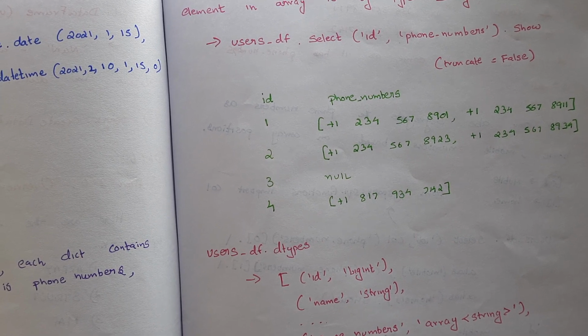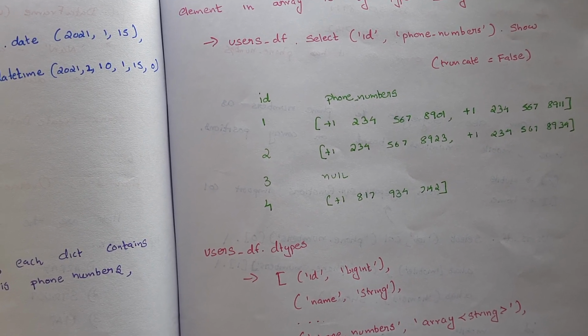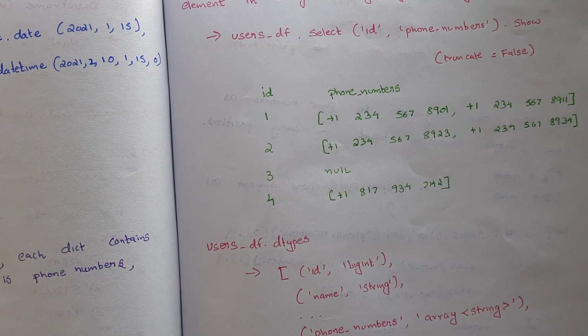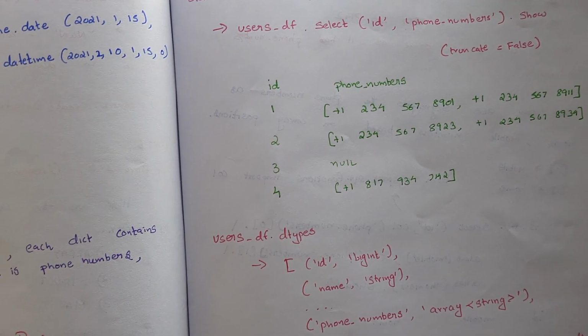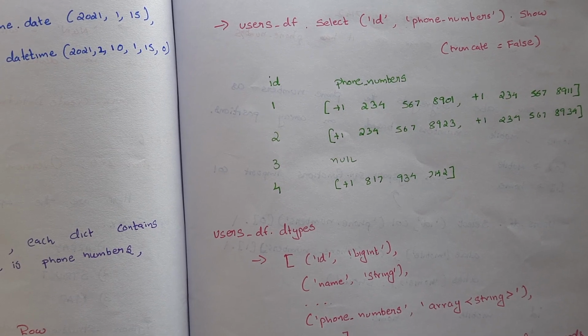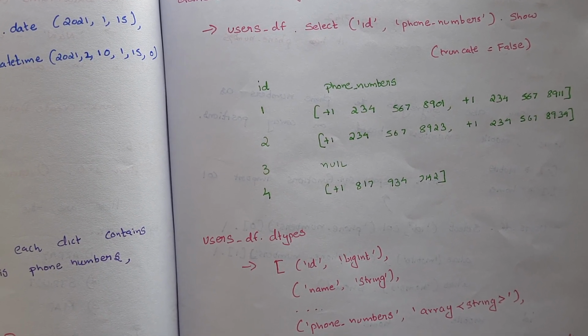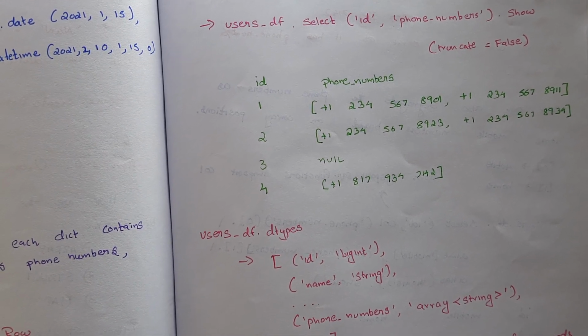So ID 1 has phone numbers which is nothing but a list of two phone numbers, and ID 2 is also having a list of two phone numbers, and ID 3 is having a null value, it's not having any phone number. ID 4 is having a list of one phone number. So I'm trying to cover different varieties here.